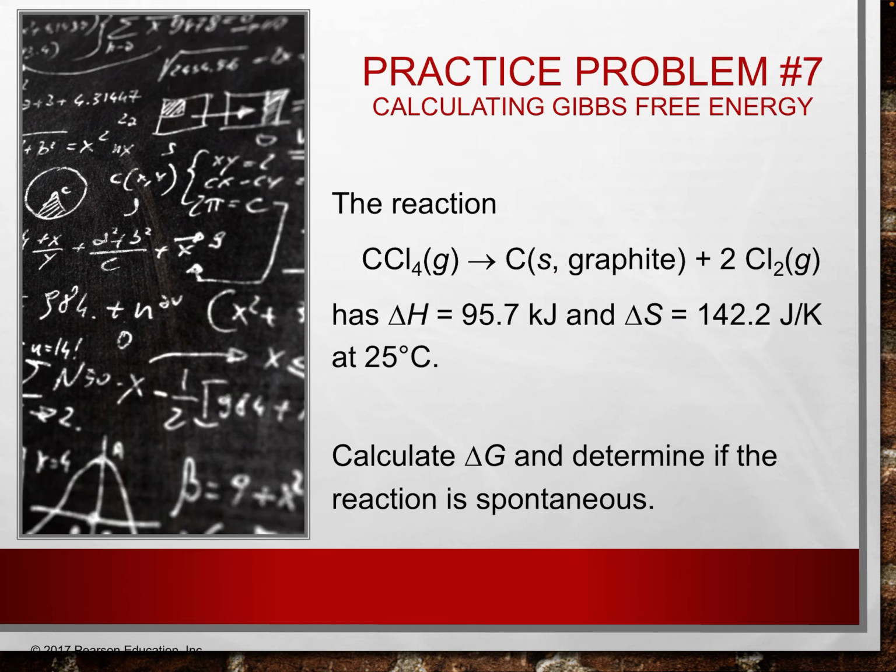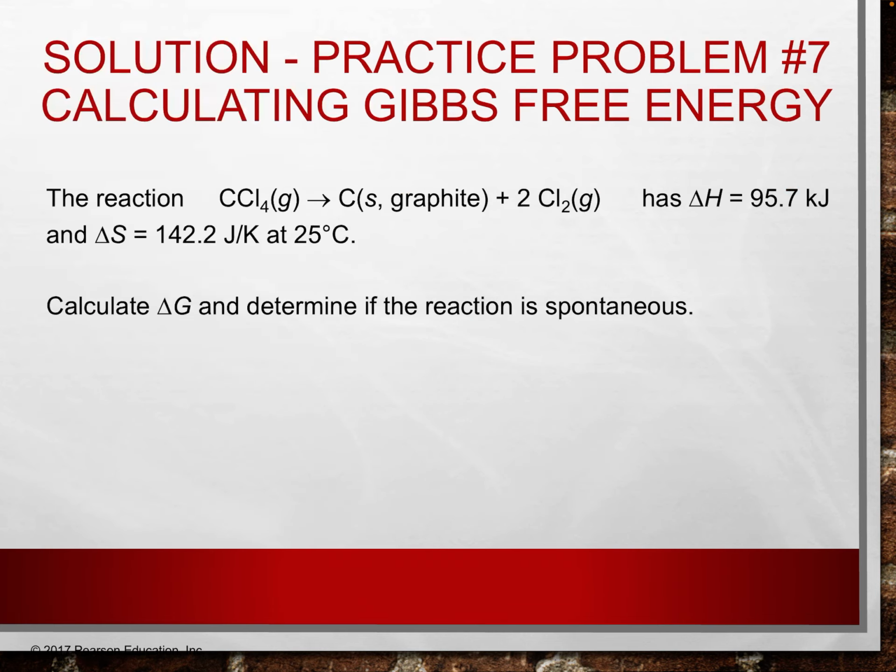Let's do some math now. We have our conversion of carbon tetrachloride to carbon and chlorine gas. We have a delta H value and a delta S value, and we're going to calculate delta G and then figure out if the reaction is spontaneous or not. So we have a delta H, we have a delta S, and we have a temperature. We are really set up to use that equation. So here we go. We have delta G is equal to delta H minus T delta S, and we can just plug things in here. We have 95.7 kilojoules for our delta H, and then we have 142.2 joules per kilogram at 25 degrees Celsius.